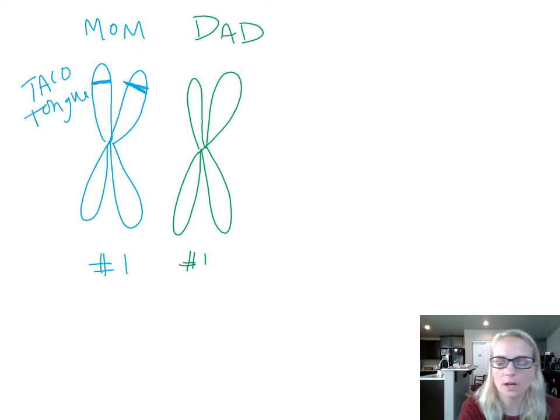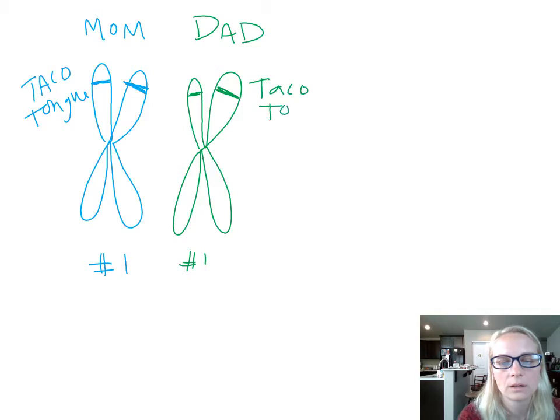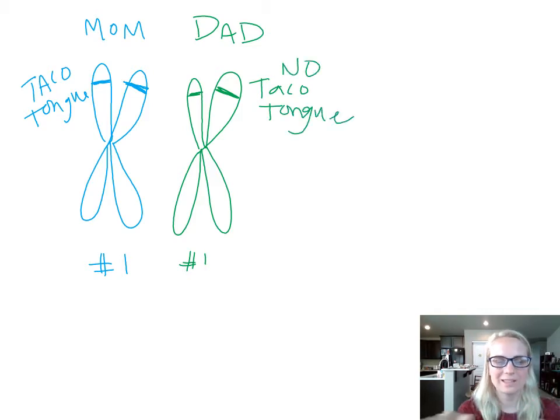You guys know what taco tongue is, right? Taco tongue. And let's say dad's got the same gene over here, but he's got the version where he can't do it. So dad's tongue can't taco, but mom's tongue can. So it's the gene for tongue musculature.